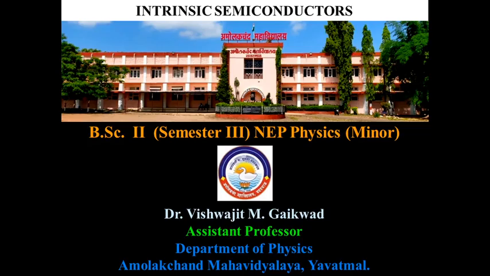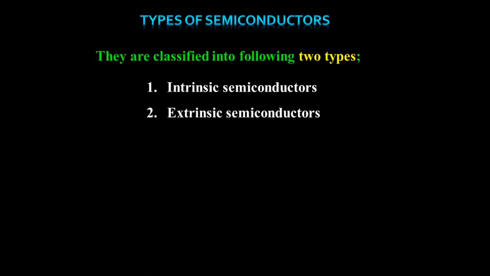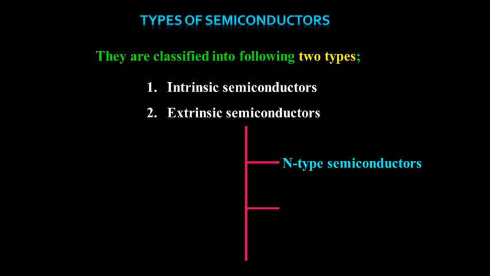Hello students, today we will learn about the intrinsic semiconductors. Semiconductors are basically classified into two types, intrinsic and extrinsic semiconductors. Extrinsic semiconductors are further classified into two types, n-type semiconductors and p-type semiconductors. Intrinsic semiconductors are called pure type of semiconductors, whereas extrinsic semiconductors are known as doped semiconductors.